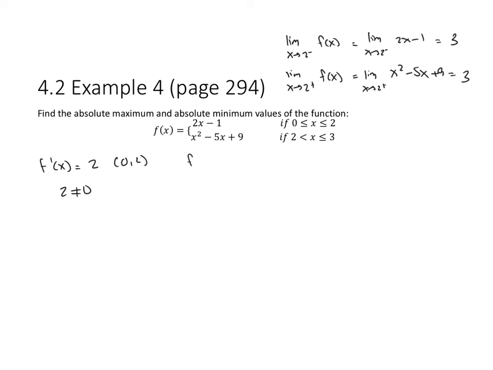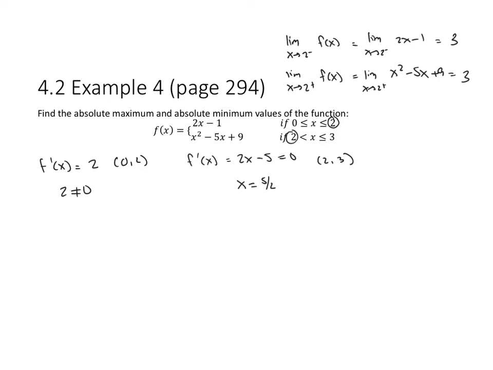But let's do the derivative of the second equation. That's 2x minus 5. We'll set that equal to 0, and we get x is 5 halves. So my critical value from 2 to 3 is at 2.5.